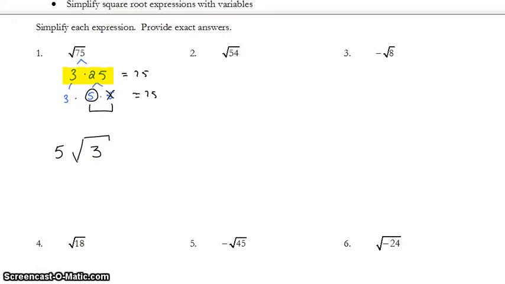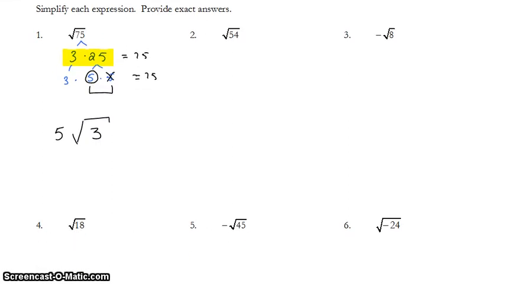At this point, I want you to go ahead and press pause. Try numbers 2 through 6. When you're done with those, go ahead and unpause to check your answers. Make sure you show your steps. Try not to lose any of your prime factors, and show me your simplified answer. There should be all exact answers, no decimals.